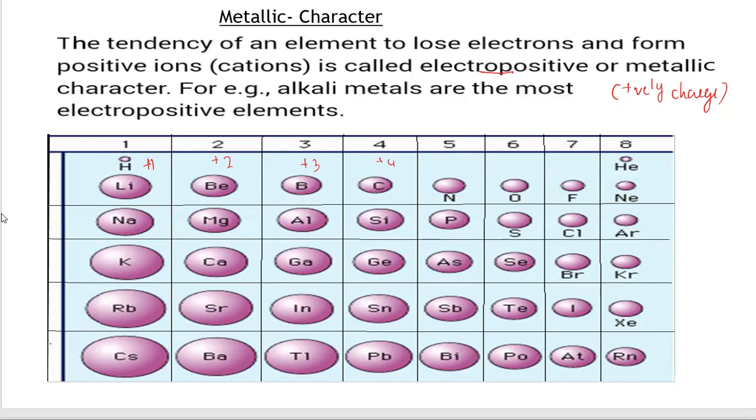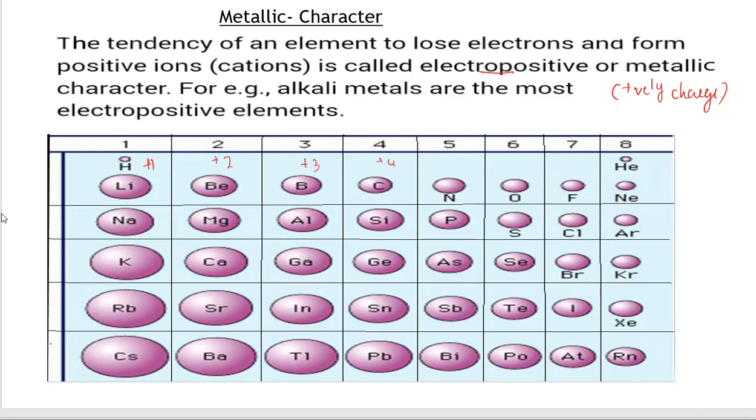Why? Because of nuclear attraction. We have to overcome that nuclear attraction, then only we can remove the electrons. So as we move from left to right, the tendency to lose electron decreases. That means metallic character decreases. Is that clear? Or you can also remember like this: in the periodic table, left side metal is there, right side non-metal. So as we move from left to right, metallic character is decreasing.